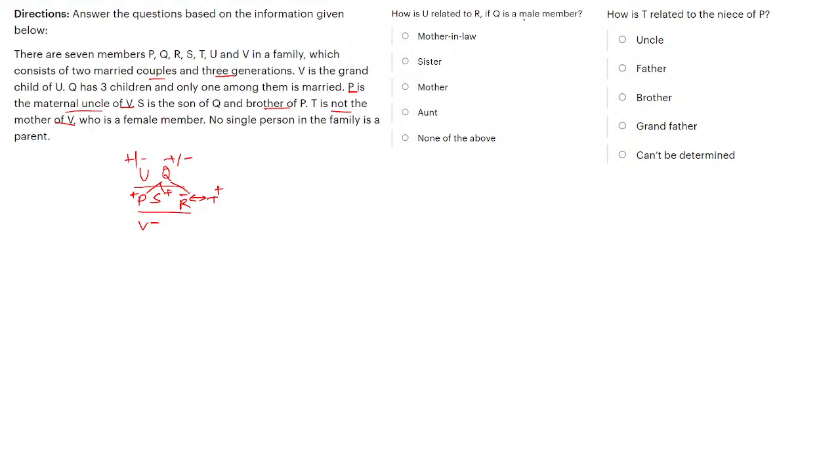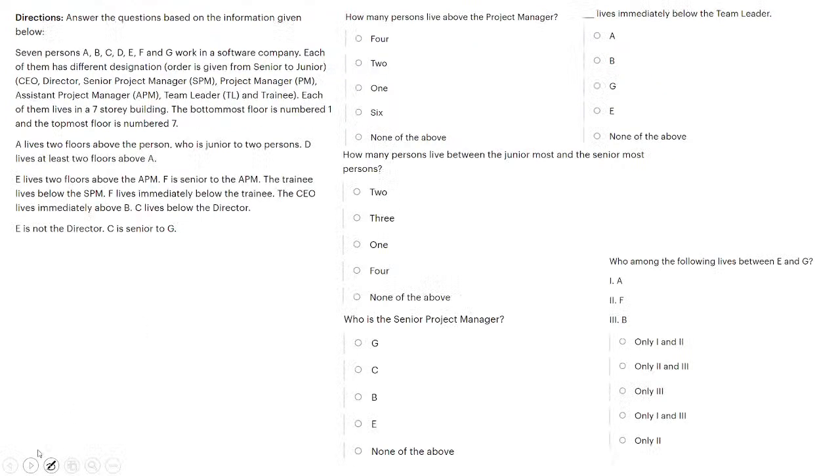How is U related to R if Q is a male member? Q is a male member, that means U is a female member. U related to R, that means mother. How is T related to niece of P? T is related to niece of P, that means simply father. Moving to next.